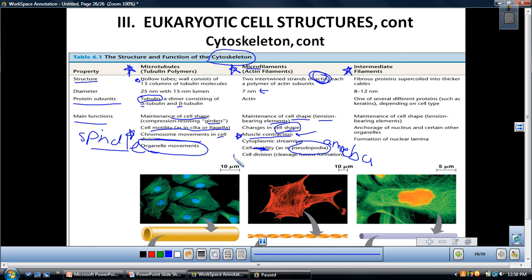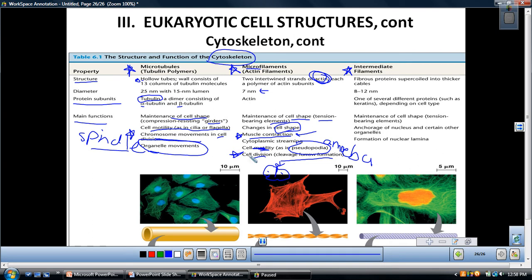Okay, and then let's not forget this star right here. A microfilament functions in cell division, but not for moving the chromosomes and moving the organelles like microtubules do. This time it's to create the cleavage furrow, which if you remember is when the cell pinches in like that and the cell's dividing, to pinch that cell in half to create two new cells.